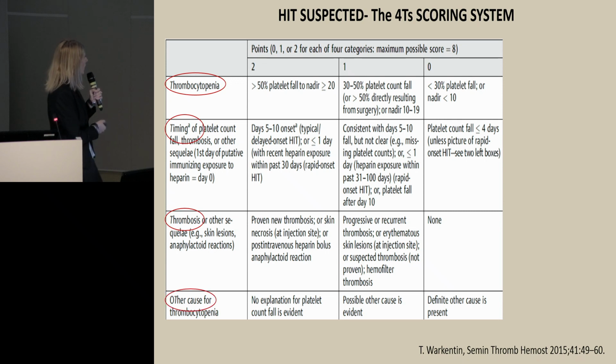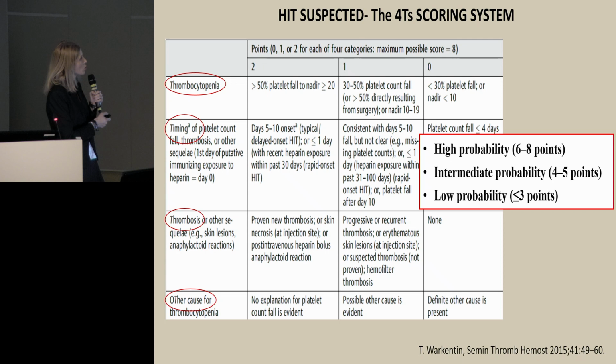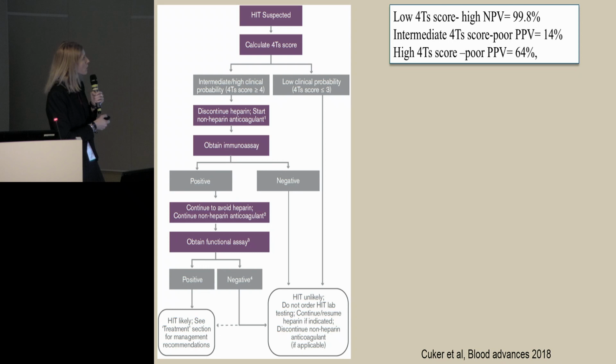And the fourth T actually is not a T, it comes from other causes of thrombocytopenia. This is not very useful, in my opinion, in ICU patients because in ICU patients, we always have another possible explanation of thrombocytopenia. As I said, drug-induced thrombocytopenia we need also to consider. But anyway, we run this score and we obtain the result, which can be either high, intermediate, or low probability according to the number of points. And with this result, we go into an algorithm.